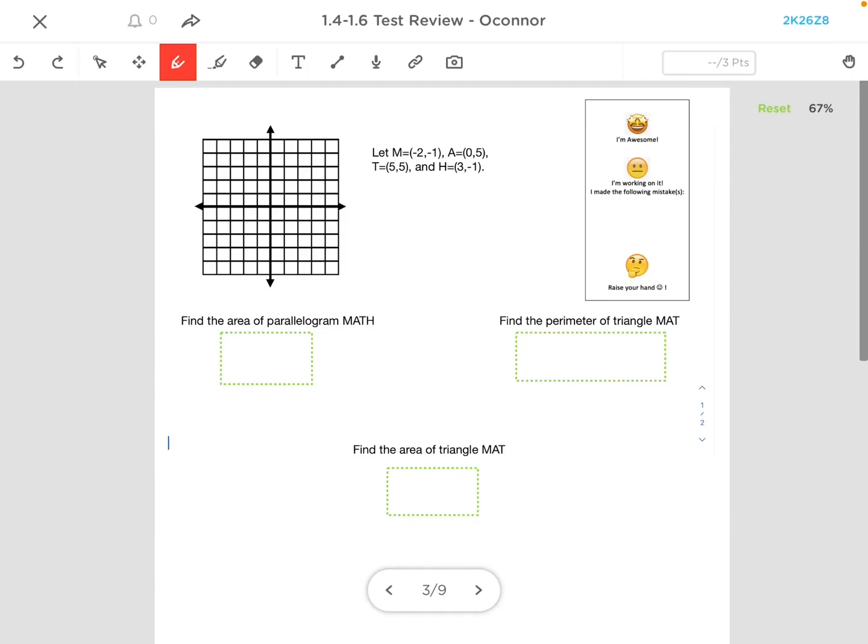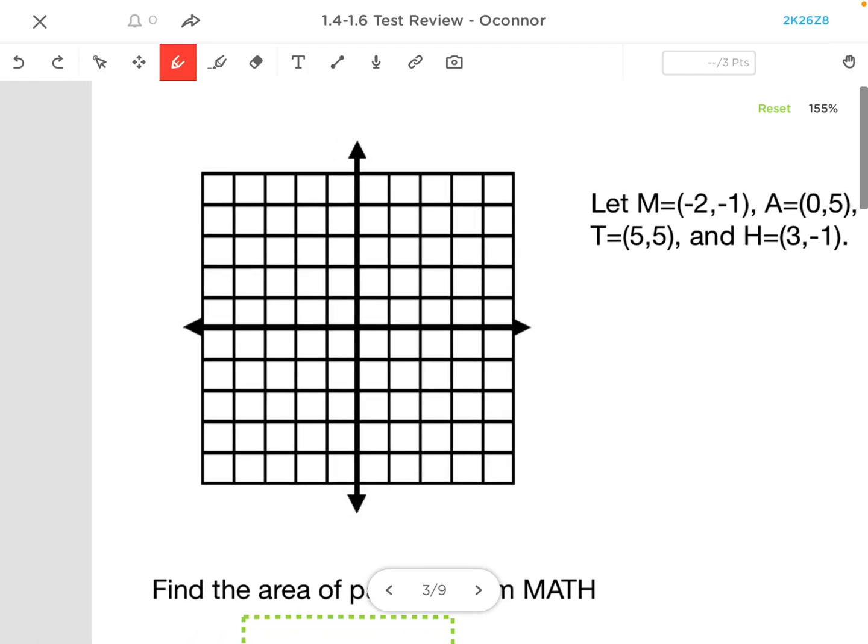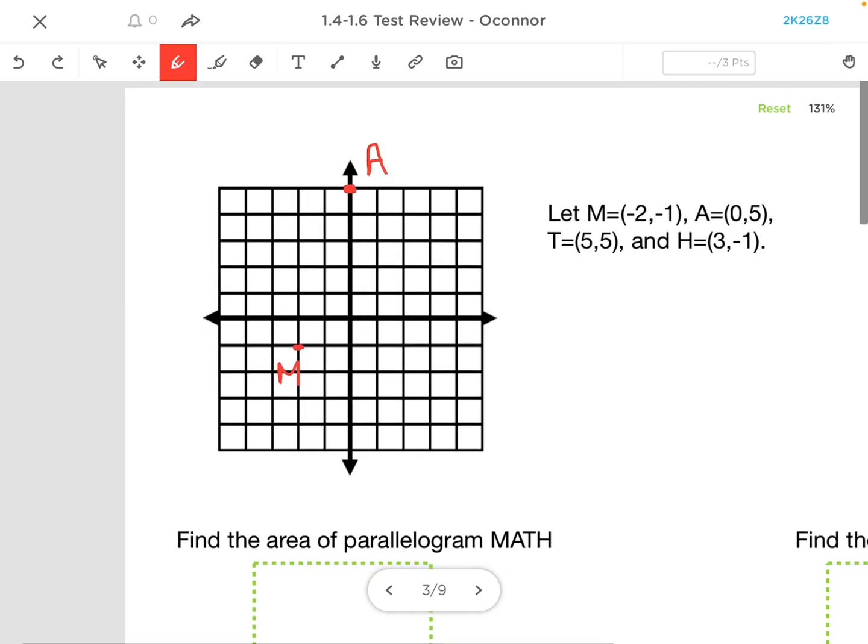We have another graphing problem, so we want to graph M at -2, -1. So we go to the left 2 and down 1. We have A at 0, 5, so we're going up 5 from the origin. We have T at 5, 5. So from the origin to the right 5 and up 5. And H is at 3, -1.